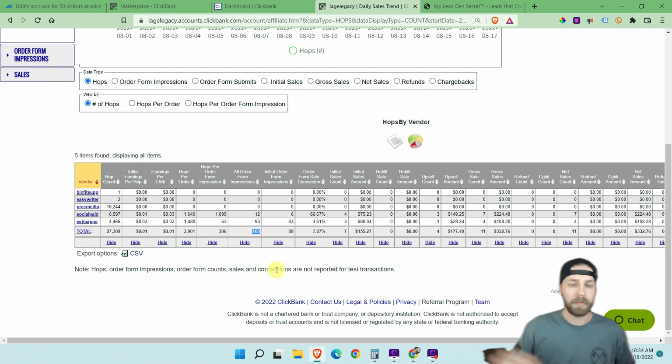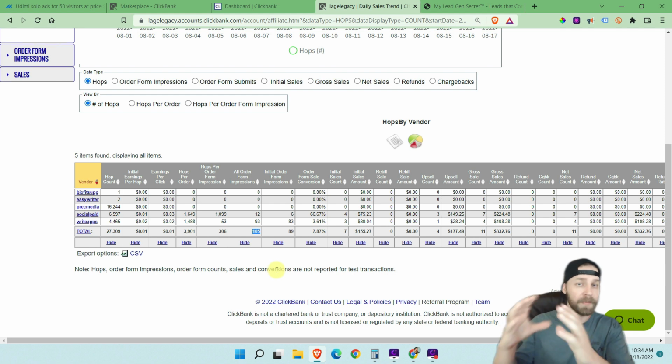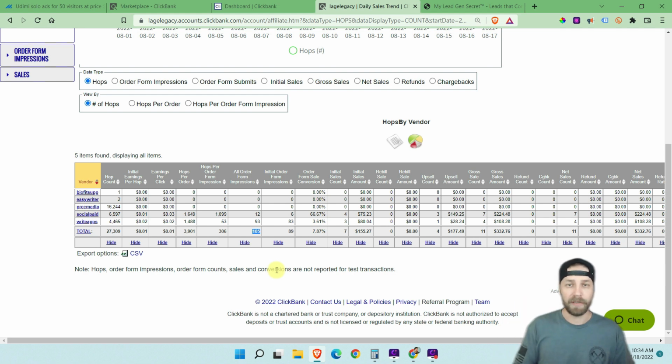Order form impressions are when you send people to the landing page from the ClickBank offer. If they want to follow through with the offer, they are presented with an opt-in where they can submit their email address, and then they are taken to an order form where they can become a member of that service.